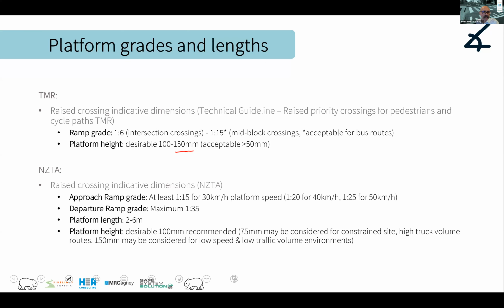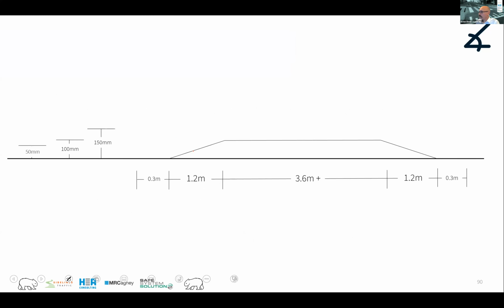Then there's the NZTA, Waka Kotahi stuff in there as well. Everybody's generally in the same ballpark, and I'd point you at that depending on your jurisdiction. But let me just again talk to you about the principles and the theory we've got here.